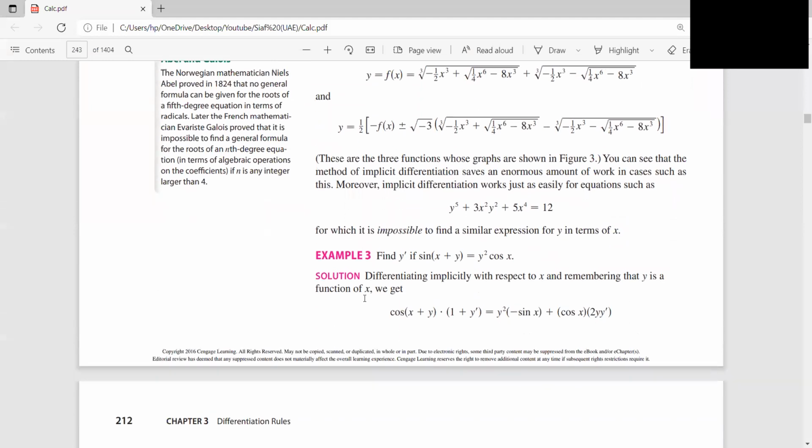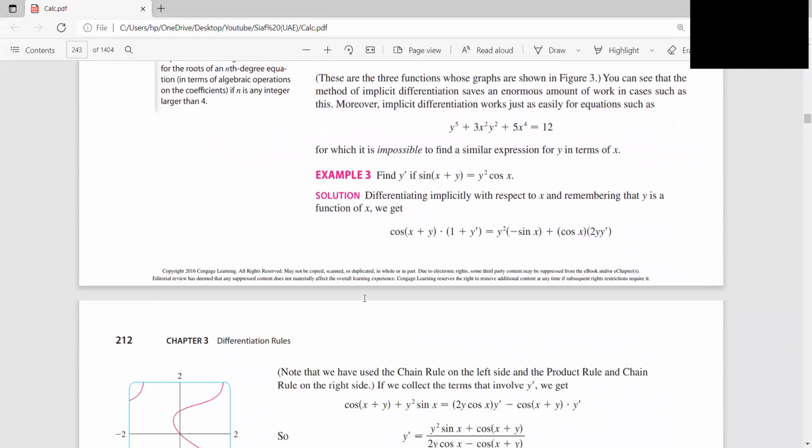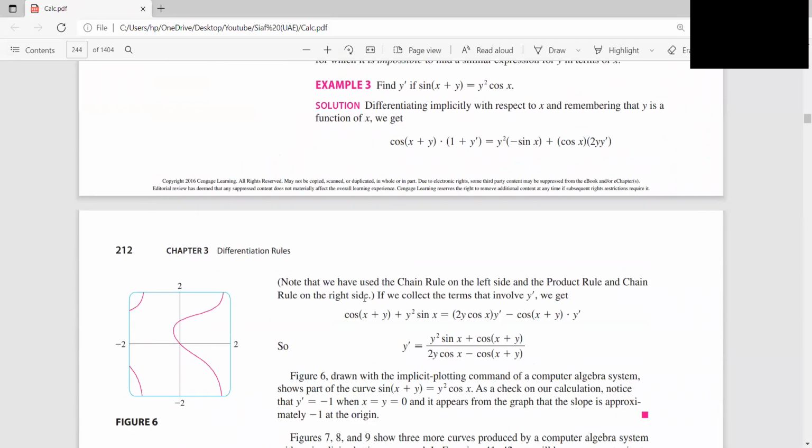Okay. From the next session, we will be continuing with example number 3. So let's end the session here. I think it has been 1 hour 14 minutes. Yeah, approximately. Okay. So let's end it here.